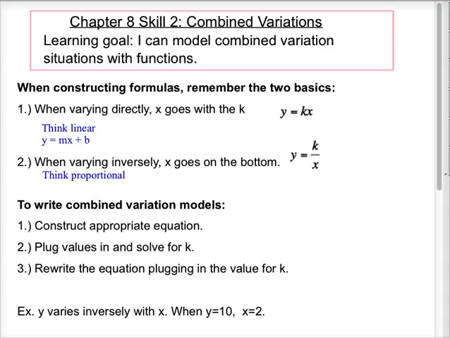So the two things that you need to know are when varying directly, remember x goes with the k, okay? And then when it's varying inversely, x goes on the bottom. X is underneath k. So those are kind of the two big ideas when you're constructing these equations: just make sure you're putting the variable in the right spot.